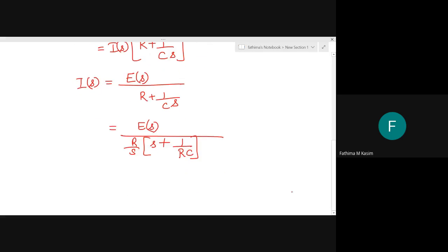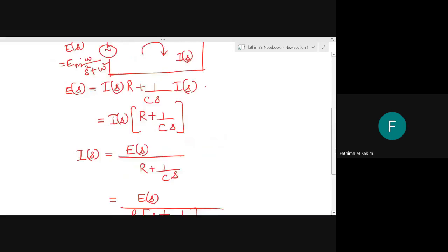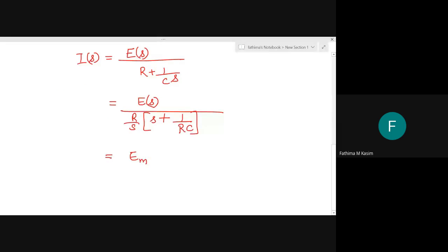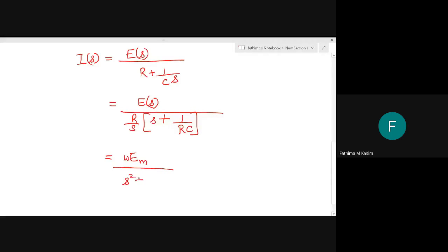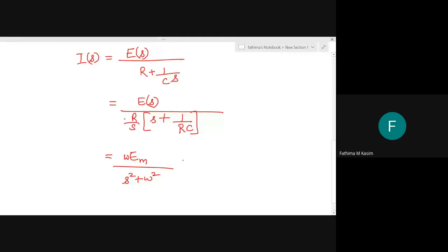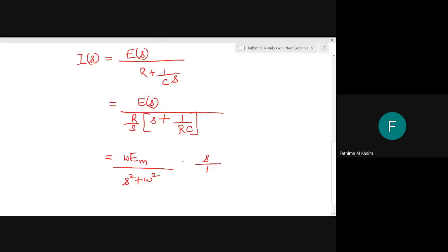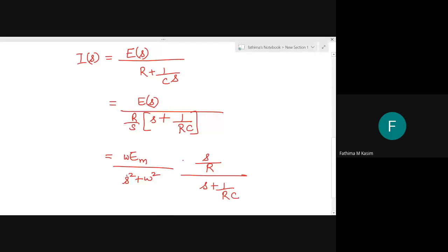Now we know what E of s is. E of s is Em sin omega t, which is Em into omega divided by s square plus omega square. Taking this to the numerator, we get s by R divided by s plus 1 by RC. So we'll get omega Em divided by s square plus omega square into, taking R by s to the numerator, s by R divided by s plus 1 by RC.